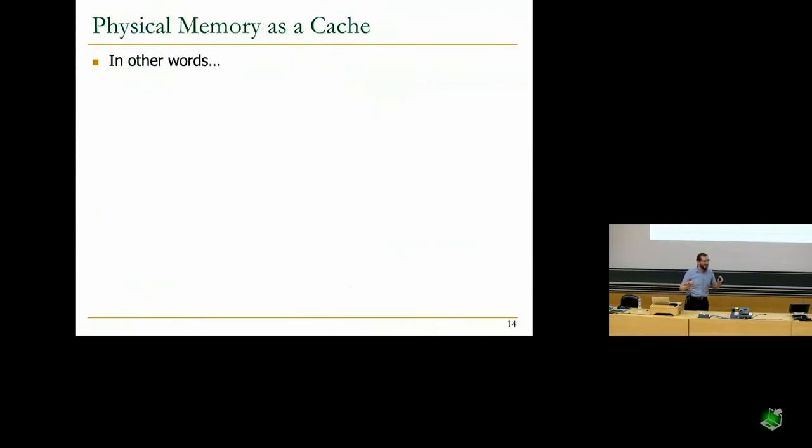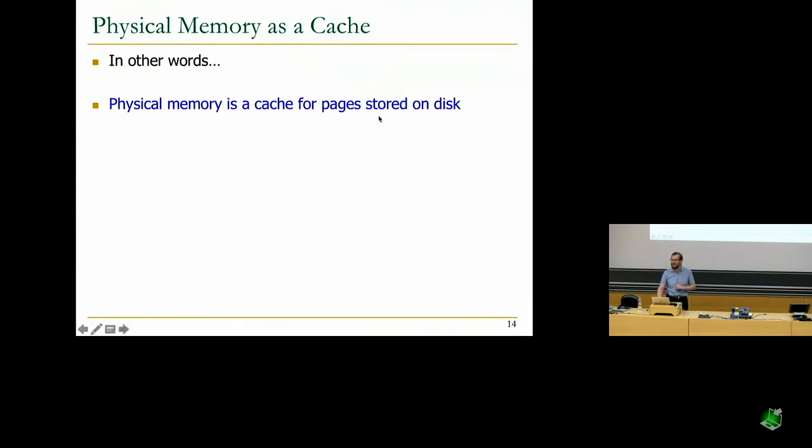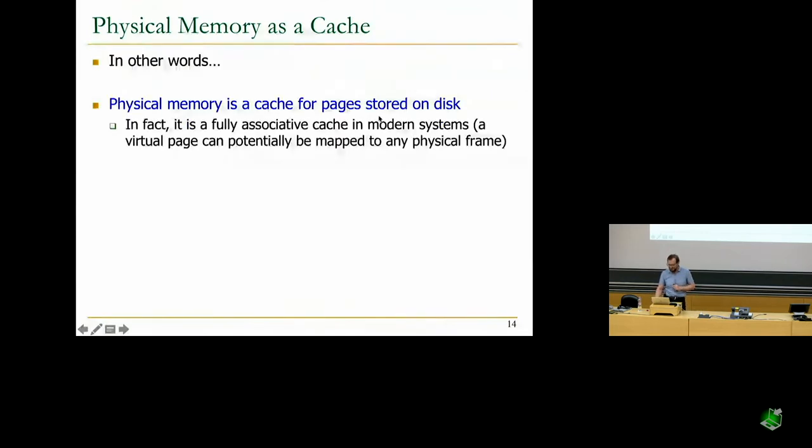Basically, physical memory acts like a cache for the disk, if you think about it. Right? And our terminology will be very similar. Physical memory is a cache for pages stored on the disk. In fact, it is a fully associative cache in modern systems. A virtual page can potentially be mapped to any physical frame. Basically, if your physical memory is not enough, you send it to disk. And disk can contain a lot of physical pages. And then when you need to access that page again, you bring it into the physical memory.